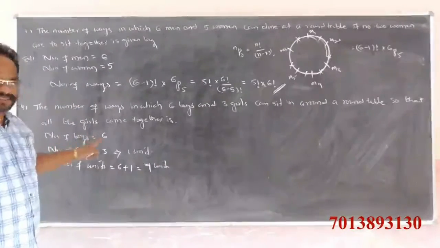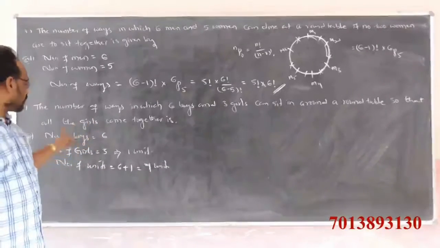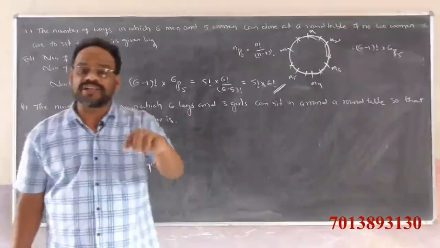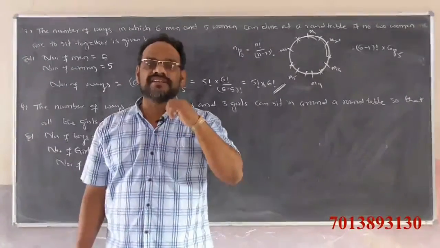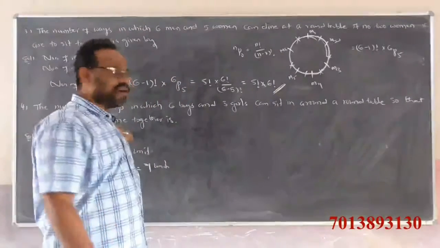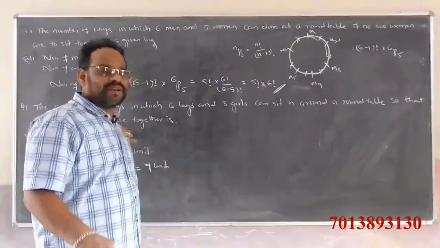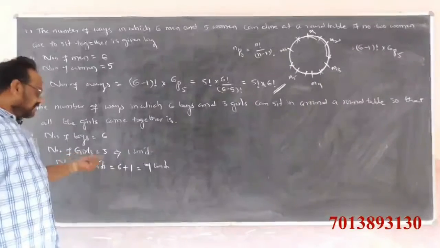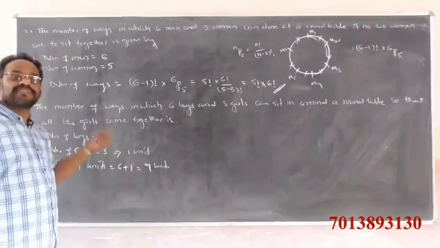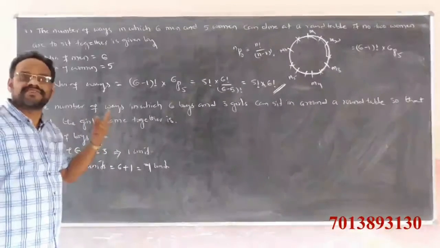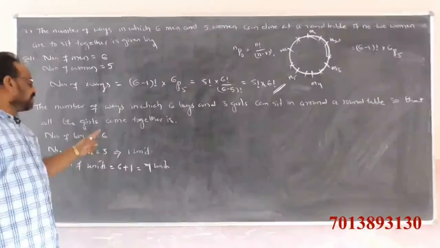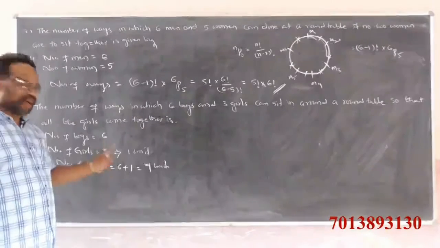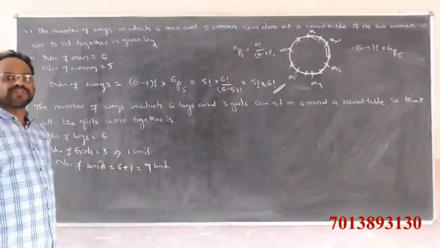Number of boys 6, number of girls 3. They gave one condition that the girls come together, meaning all girls sit together wherever they are seated. That's why let us assume the 3 girls are considered as 1 unit. Total units: 6 boys, 6 units, plus 3 girls considered as 1 unit. That is 6 plus 1, total 7 units.